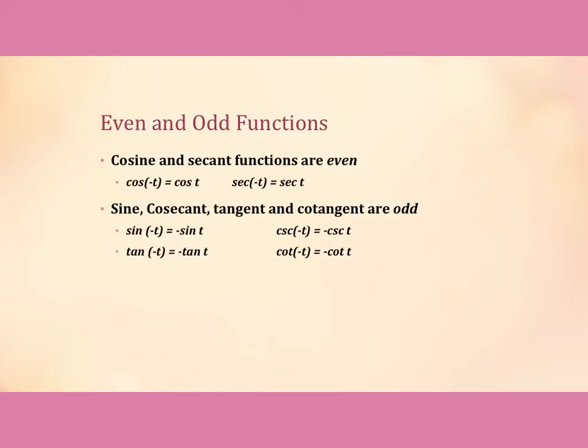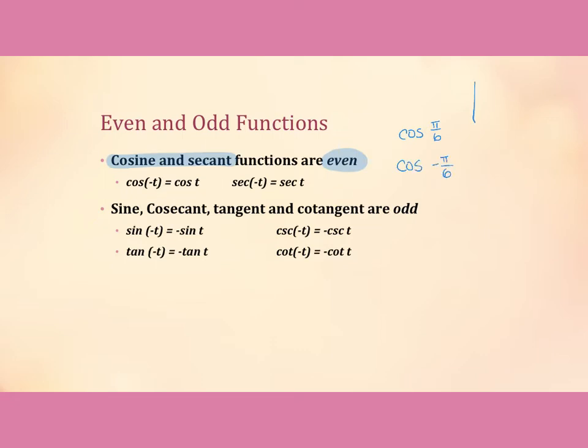Even and odd functions. So cosine and secant, which is the reciprocal of cosine, are even functions, which means the positive and negative version of the angle still gives the same cosine or secant. So what this means, if I say, what's the cosine of, let's say, pi over 6, it's going to be the same as the cosine of negative pi over 6.